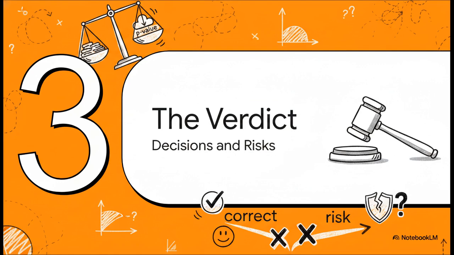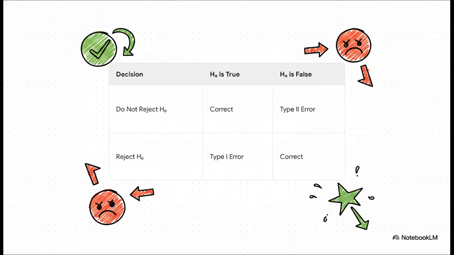Okay, so we've set up our case, we've gathered our evidence, we've checked our surprise-o-meter. Now it's time to deliver the verdict. We have to make a decision. But, and this is so important, just like in a real trial, there's always a chance, however small, that we could make the wrong call. This table lays it out perfectly. There are 4 possible outcomes here. 2 of them are great. If the defendant is innocent, the null is true, and we acquit them, awesome, correct call. If the defendant is guilty, the null is false, and we convict them, great, another correct call.